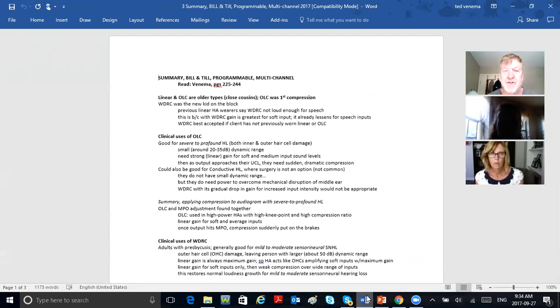Linear and output limiting are older types, close cousins. OLC, output limiting, was the first compression. WDRC was the new kid on the block. Previous linear hearing aid wearers would often say that WDRC was not loud enough for speech.